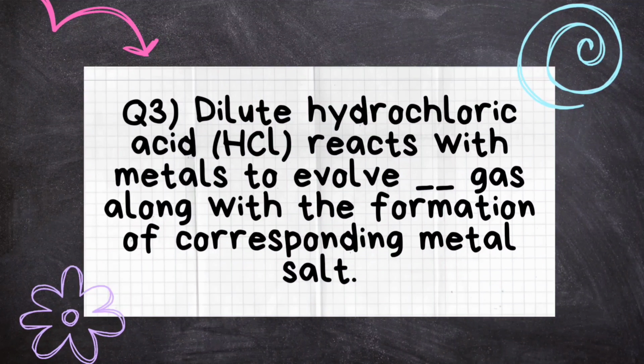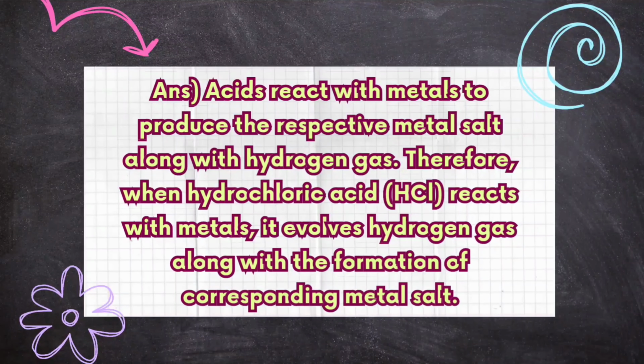Q3. Dilute hydrochloric acid HCl reacts with metals to evolve hydrogen gas along with the formation of the corresponding metal salt. Acids react with metals to produce the respective metal salt along with hydrogen gas. Therefore, when hydrochloric acid HCl reacts with metals, it evolves hydrogen gas along with the formation of the corresponding metal salt.